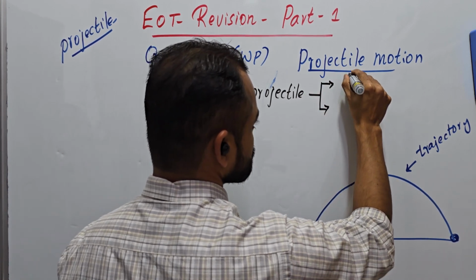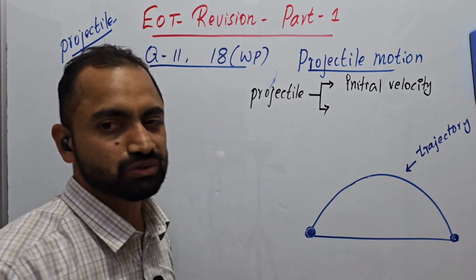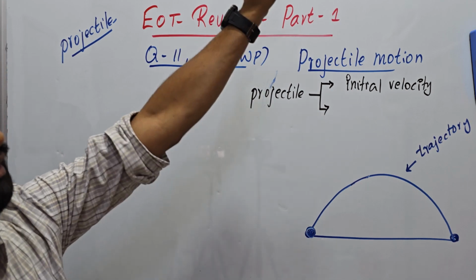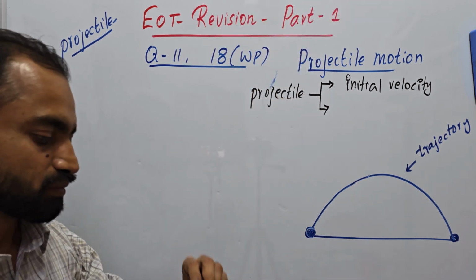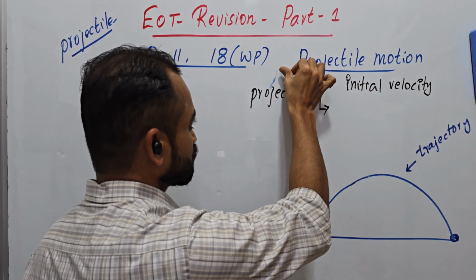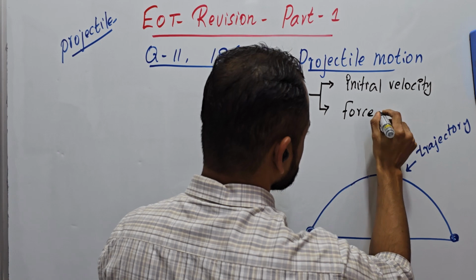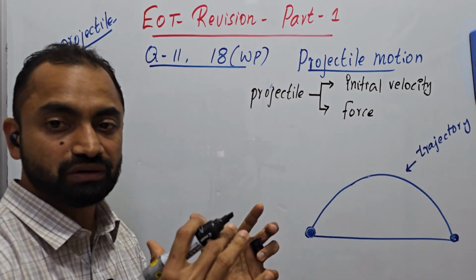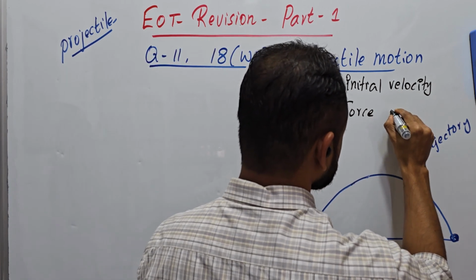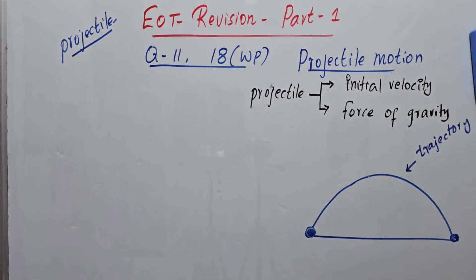A projectile has two things. Number one, it has an initial velocity, which means the object is not dropped. If I drop this marker, it is not a projectile. If I throw this marker, then it is a projectile. Why? Because when I throw, I am giving an initial velocity, and after that the object is only under the force of gravity. There is no other force acting on it. If there is air resistance, we neglect the air resistance. So the only force acting on that object is the force of gravity.